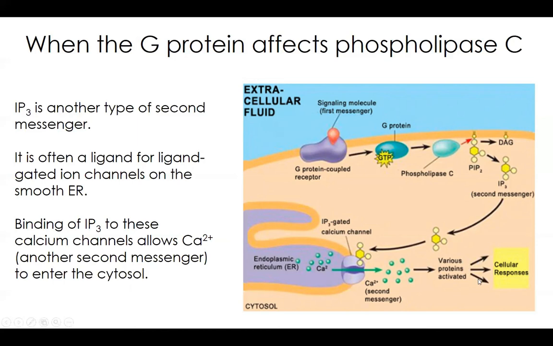So we've now talked about two different types of enzymes that the G proteins can interact with and some of the ramifications of that. We've also talked about the general structure and the way that G protein coupled receptors will start to transduce our signal.